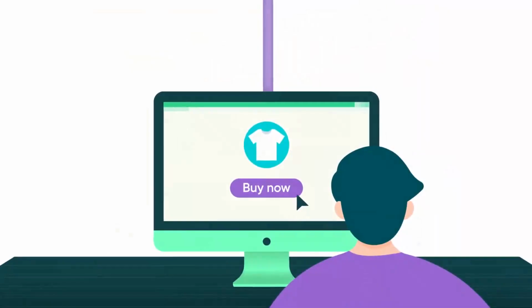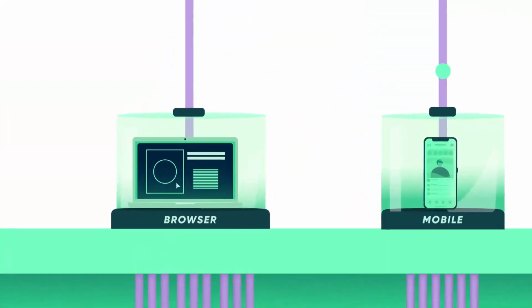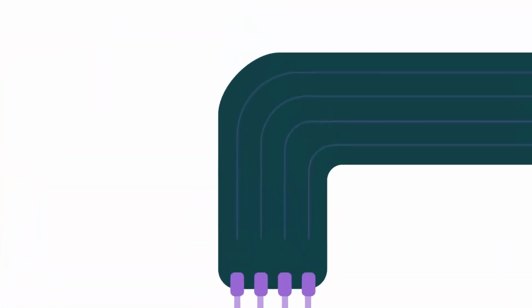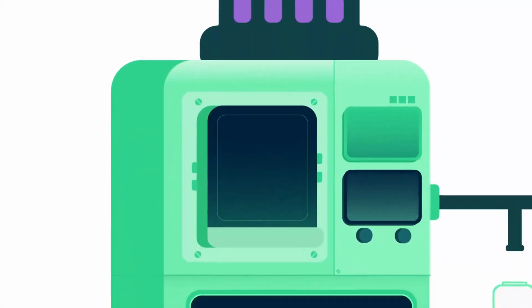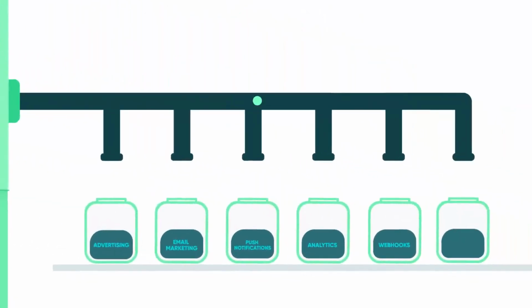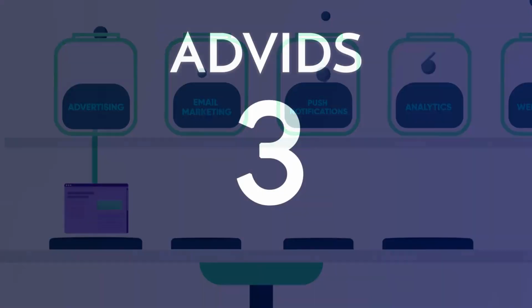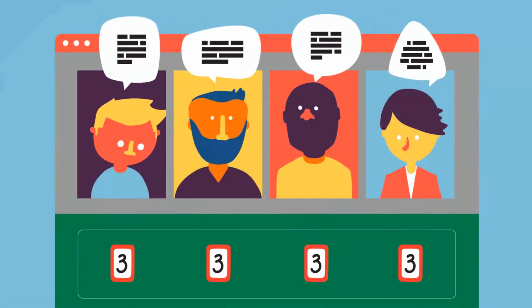Add Segment to your application, which starts collecting data. You can add Segment to your website, mobile apps and servers, or cloud apps like your email marketing tool, help desk, or payment system. When a customer interacts with one of your sources, Segment captures it and sends it to your destination. Destinations are tools for things like advertising.